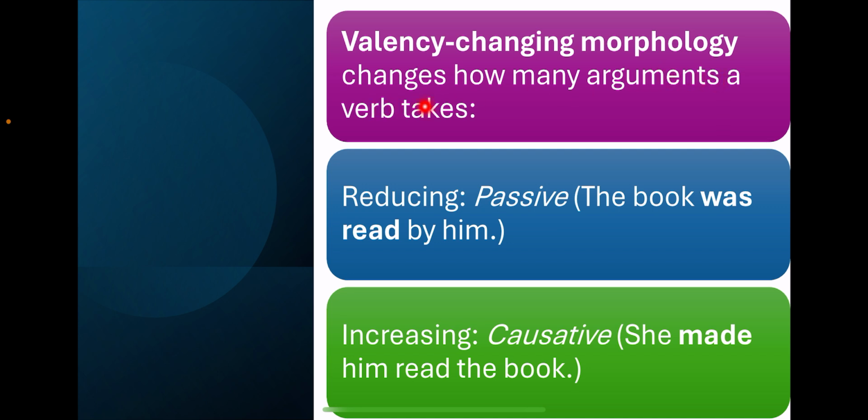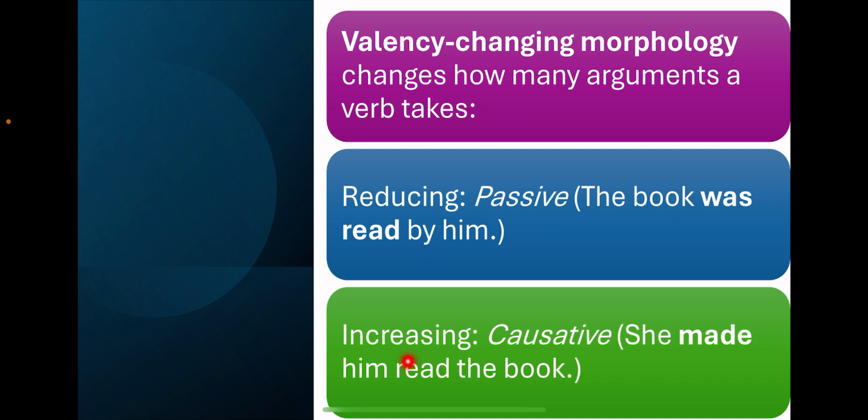Valency-changing morphology. When the valency requires two arguments, the morphological structure also changes. How many arguments does a verb take? For example, sometimes passive reduces the number of arguments: the book was read by him. Sometimes a valency verb reduces an argument. Here "him" can be skipped, so that is a reduction. We usually say the book was read. We don't say "by him," because the by-phrase is ignored.